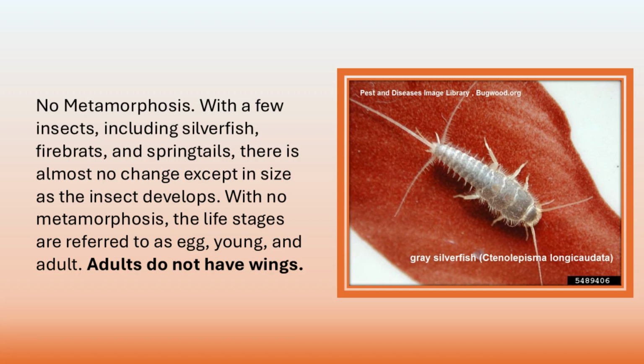No metamorphosis. With a few insects, including silverfish, firebrats, and springtails, there is almost no change except in size as the insect develops. With no metamorphosis, the life stages are referred to as egg, young, and adult. Adults do not have wings.